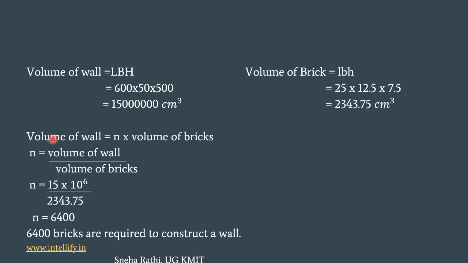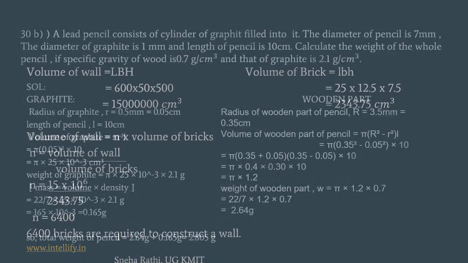Now volume of wall is equal to N into volume of bricks, where N is number of bricks. So N is equal to volume of wall by volume of bricks. Then N is equal to 15 into 10 power 6 by 2343.75. You'll get N is equal to 6400. So 6400 bricks are required to construct the wall.